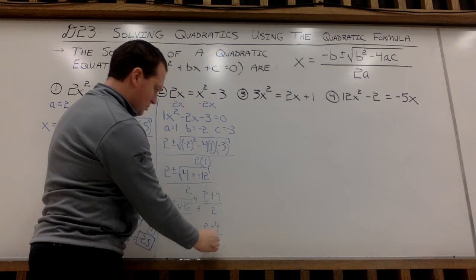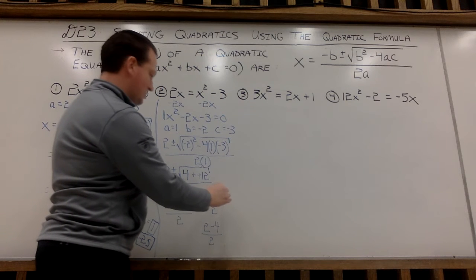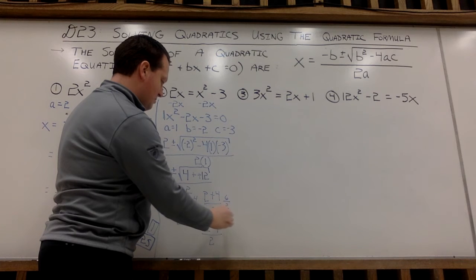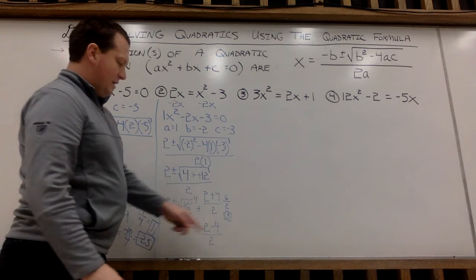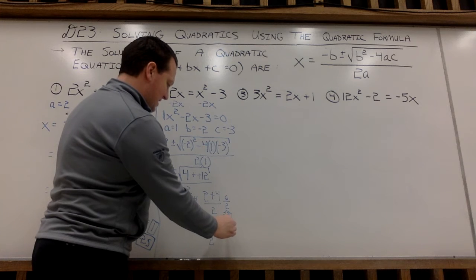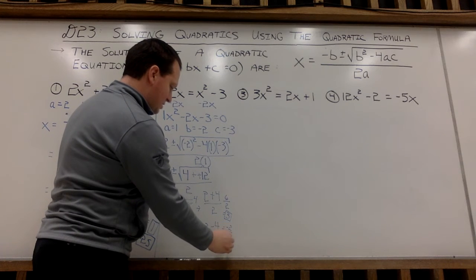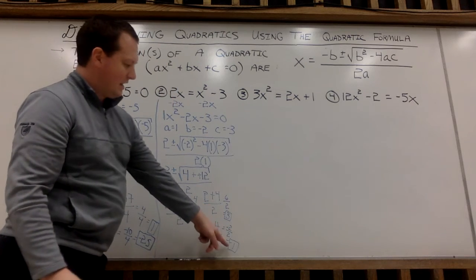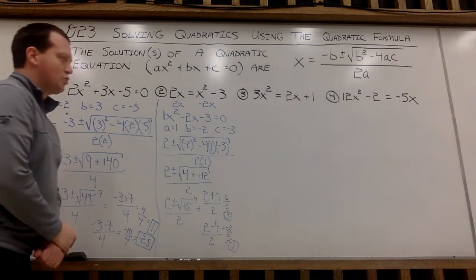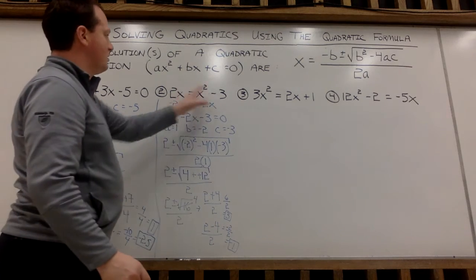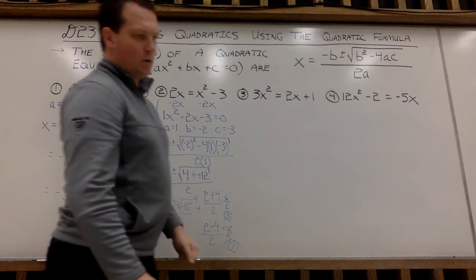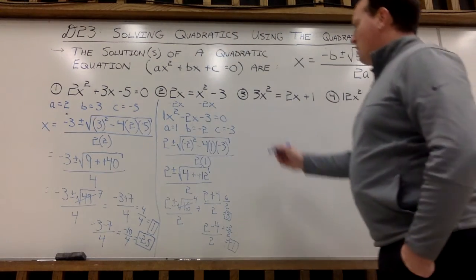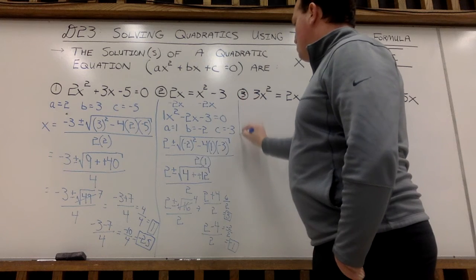divided by 2. 2 plus 4 is 6. 6 divided by 2 is 3. And then 2 minus 4 is negative 2. Negative 2 divided by 2 is negative 1. So positive 3 and negative 1 would be the two solutions that I can plug in for x to make this equation 0. Isn't this great? Woo! Celebrate. Okay. 2 down, 2 to go.